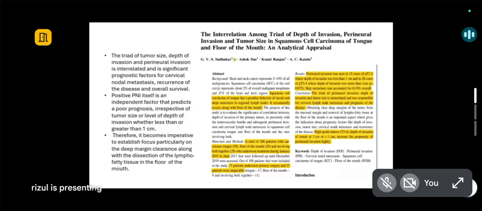Now the thing is, positive perineural invasion is an independent factor predicting poor prognosis irrespective of the size of the tumor or level of depth of invasion, whether it is less than or greater than 1 centimeter. So therefore it becomes imperative to establish specifically the deep margin clearance along with the dissection of the lymphofatty tissues in floor of mouth involvement.